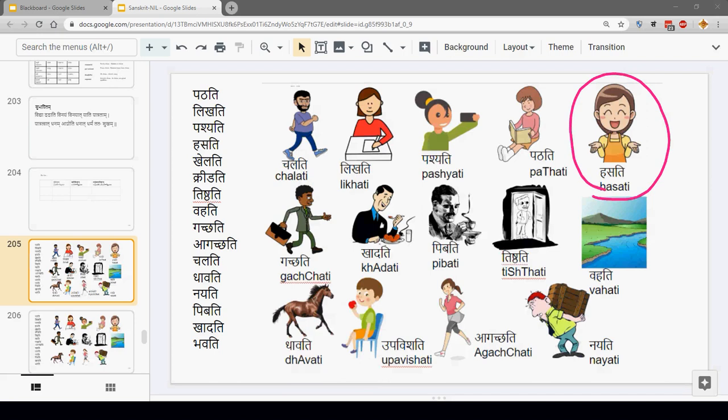Shiva, can you do this also? Sa hasati. In place of sa, can you use some other word for female? You could say Sita hasati, or Balika hasati. Correct. Good.